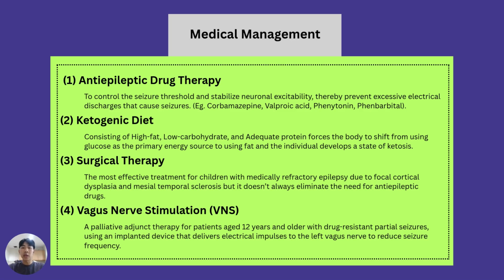In summary, medical management aims to reduce seizure activity and improve the quality of life. The nurse has a vital role in ensuring the child's safety, observing treatment effect, and supporting both the child and family throughout their management process.